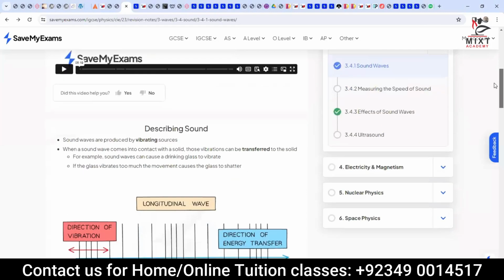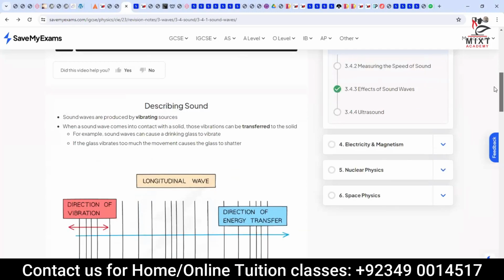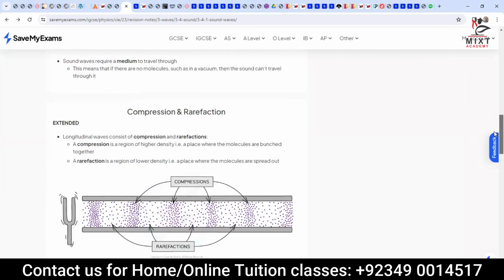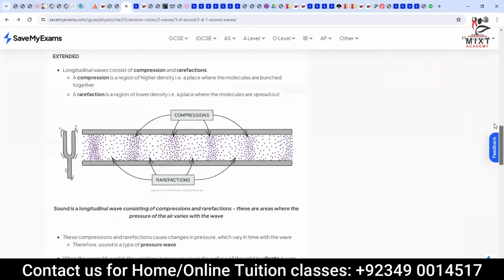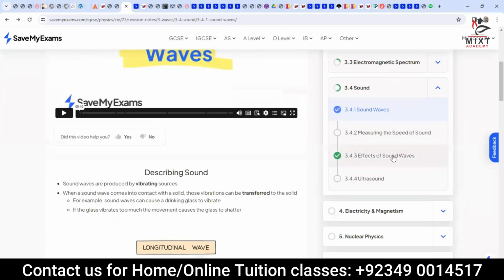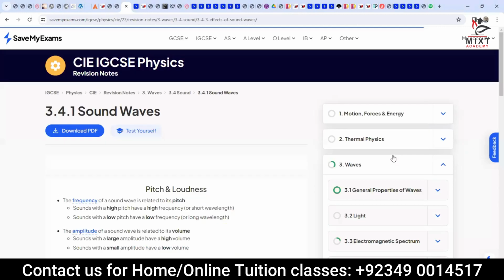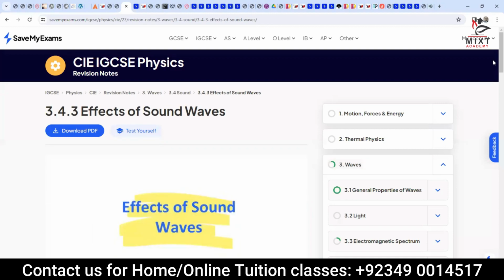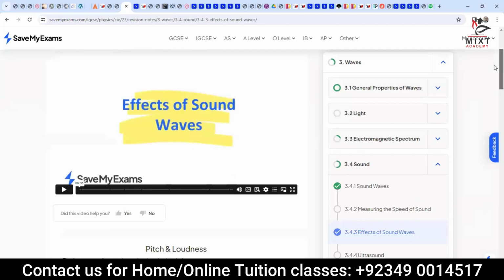Now, sound waves, we already talked about it. It's a longitudinal wave, and everything we know that. There was a small topic related to that, which is called the effect of sound wave. We already did pitch. So today, we will see what exactly is sound.